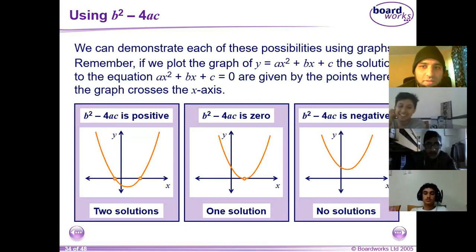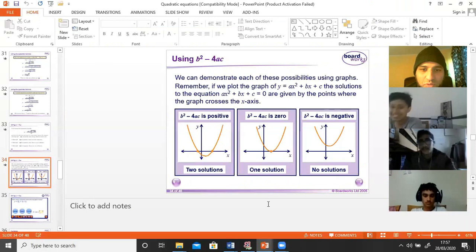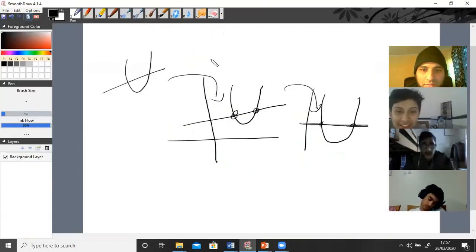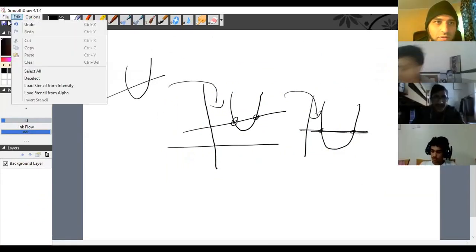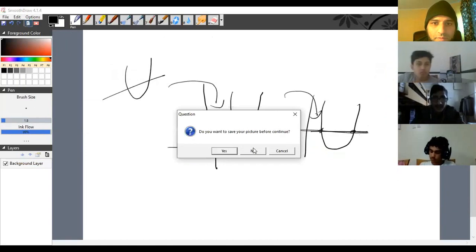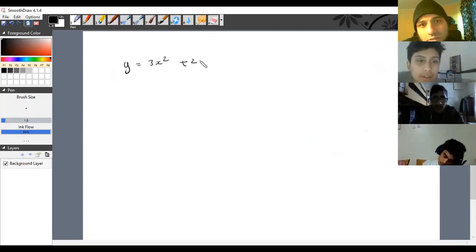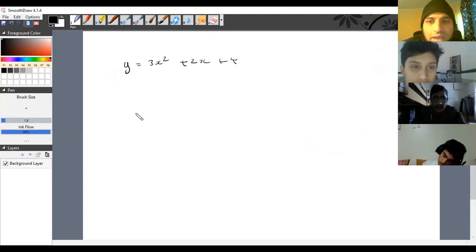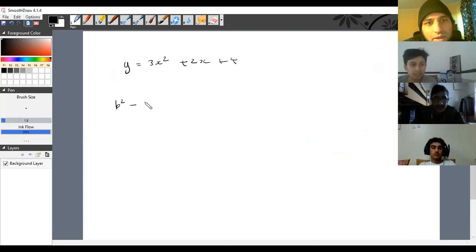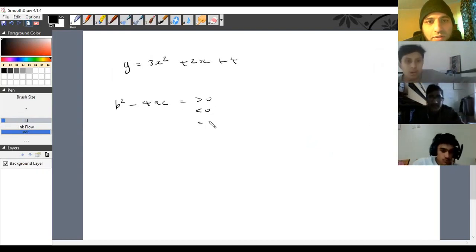Okay. So let's have a look. If I go back to my little picture, I've got a graph, I've got an equation, for example, y equals 3x squared plus 2x plus 4. And if you looked at what you wrote in your notes, it said b squared minus 4ac, and it says if it's greater than 0, or less than 0, or equals 0. You have 3 things.